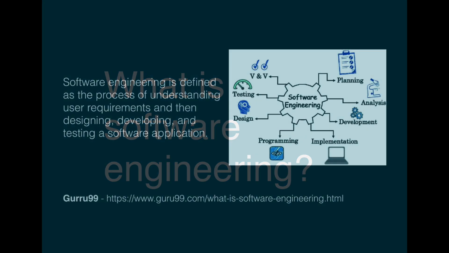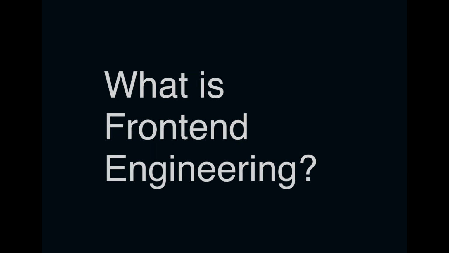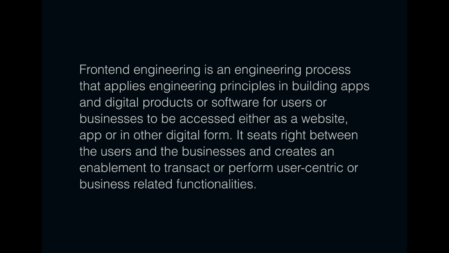What is software engineering? Software engineering is defined as the process of understanding user requirements and then designing, developing, and testing a software application that satisfies them. What is front-end engineering? Front-end engineering is an engineering process that applies engineering principles in building apps and digital products or software for users or businesses to be accessed either as a website, an app, or in other digital form.